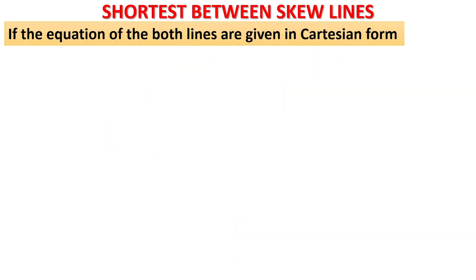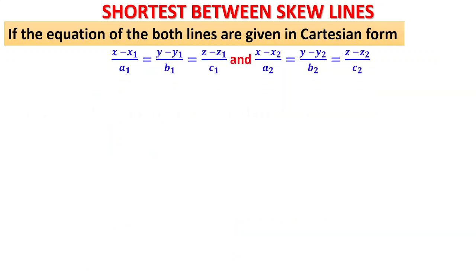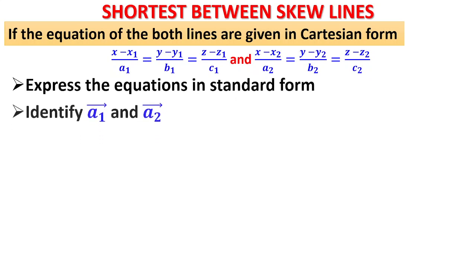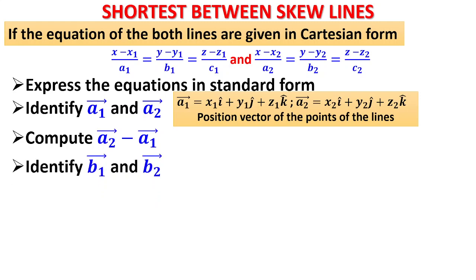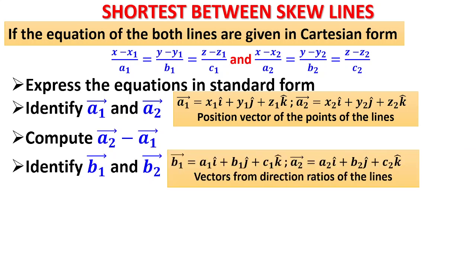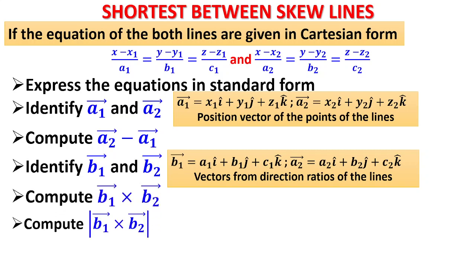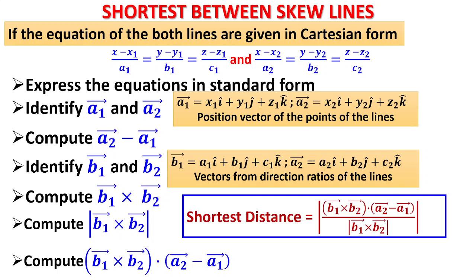Suppose the equations are given in Cartesian form, what to do? Very simple. Convert them into standard form. Then you identify vector A1 and A2. What is vector A1? Same thing. It is x1i plus y1j plus z1k. A2 is x2i plus y2j plus z2k. They are all position vectors of the points. Then once again compute A2 minus A1. Then identify B1 and B2. They are the numbers in the denominator after you have converted them into standard form. It will be A1i plus B1j plus C1k, A2i plus B2j plus C2k. Now you compute B1 cross B2. Then compute the magnitude and put it in the formula.